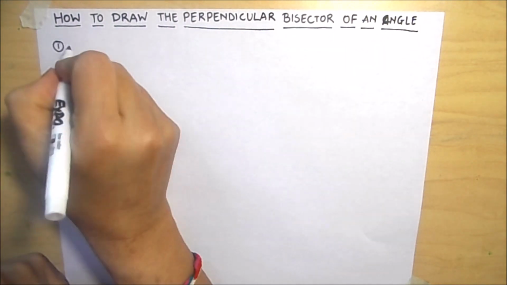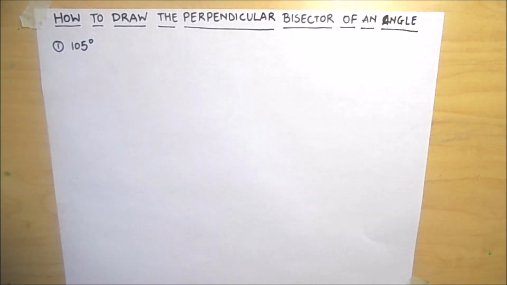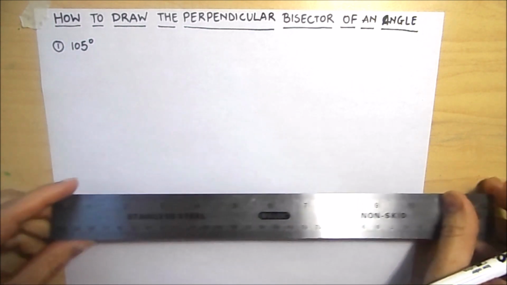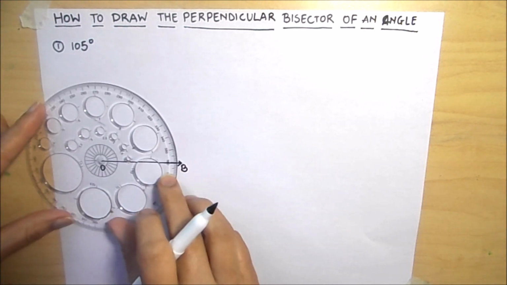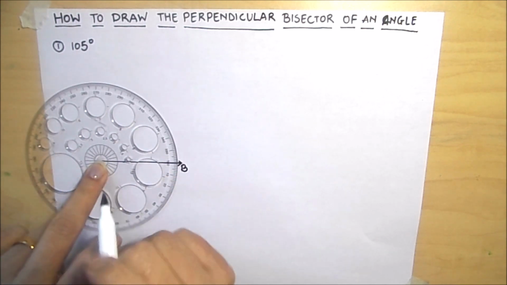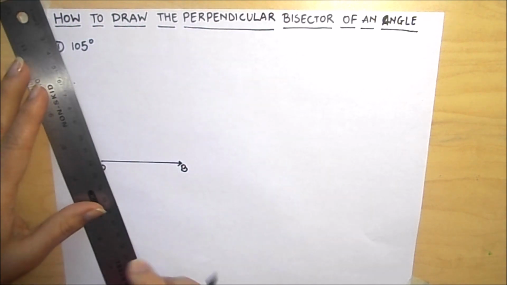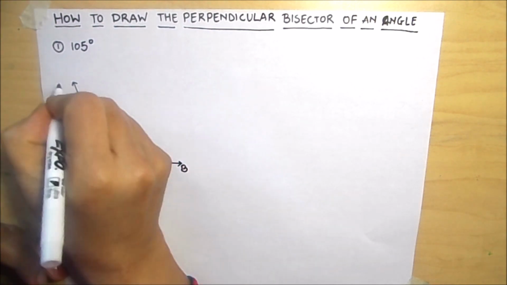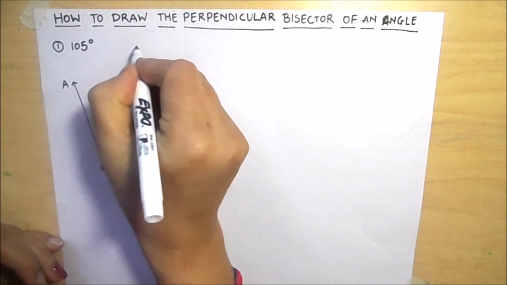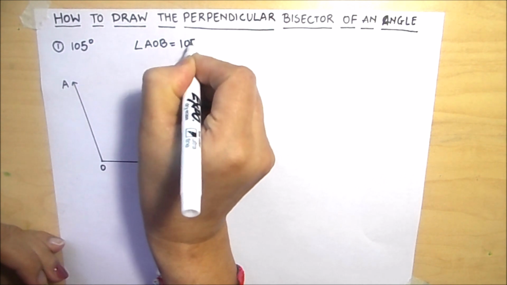Let's take our first example as an angle of 105 degrees, and we need to make the perpendicular bisector of this angle. Our first step is to draw a ray. Let's name this ray OB, with vertex O as center. Draw an angle of 105 degrees with the help of a protractor. So this is our angle of 105 degrees. Let's name this point A. So angle AOB is 105 degrees.